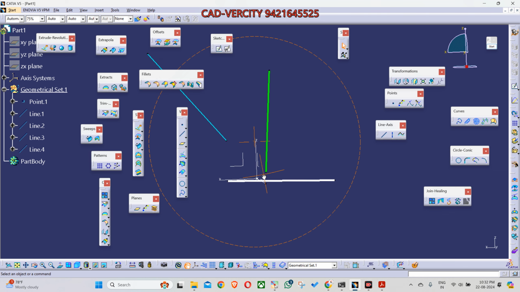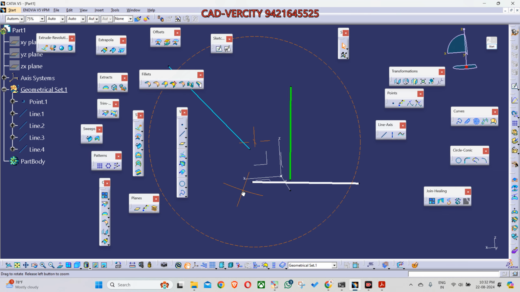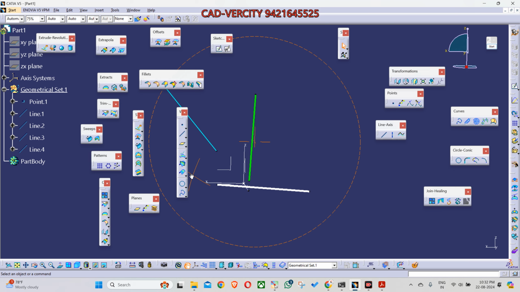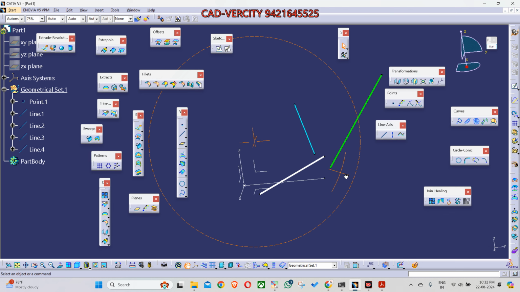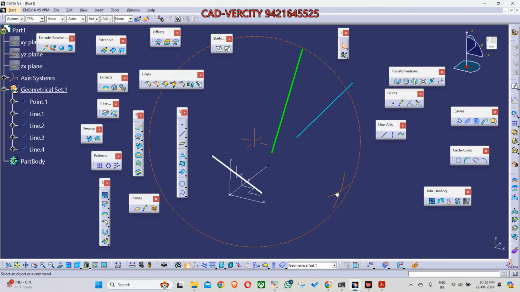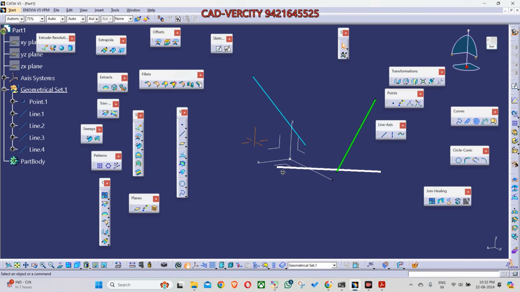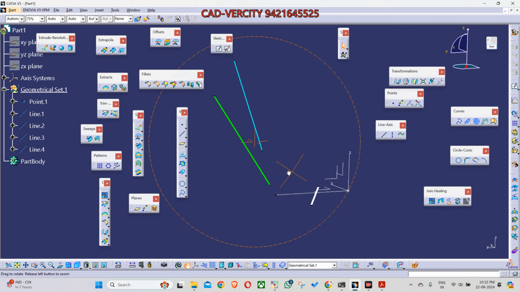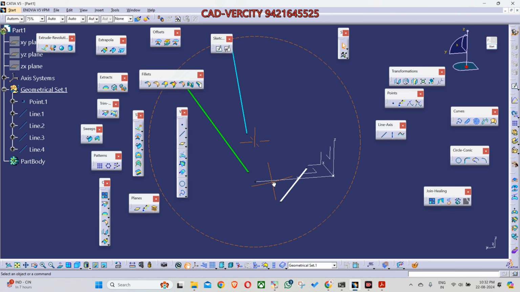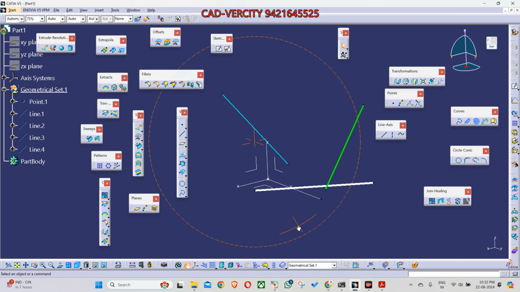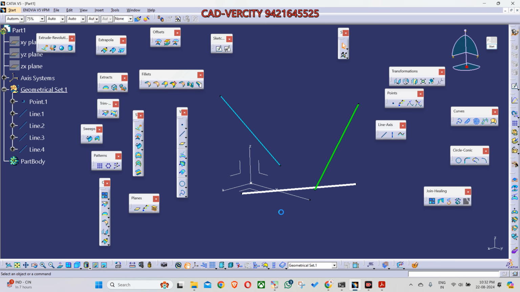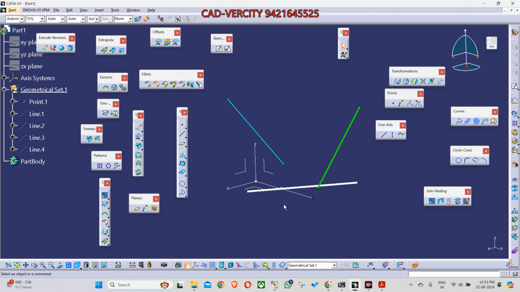See, I'm moving the 3D for you. You can see in all views I'm showing. Other guys, which plane? We should know which line is in which plane. White is in XY, sir. Green is parallel to blue.